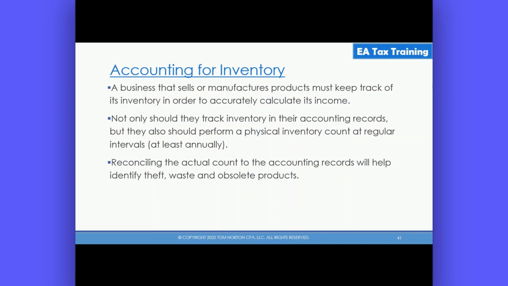And what this can do is help you to identify if there's theft going on, if there's any waste, like if some of the products, yes, we have them, but the package is open or the product is broken or something, so it's not something we can really sell to our customers. Or sometimes things might be obsolete. So you've had it in inventory for 5 years, nobody's buying it. It's outdated now. There's newer models that have come along, so it's obsolete. So we might as well get it out of our inventory. So that's why we want to do this count and we want to do this reconciliation process.